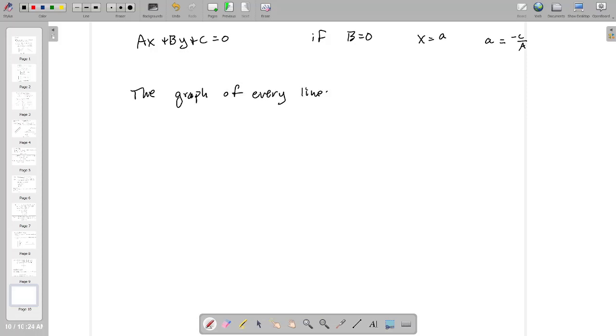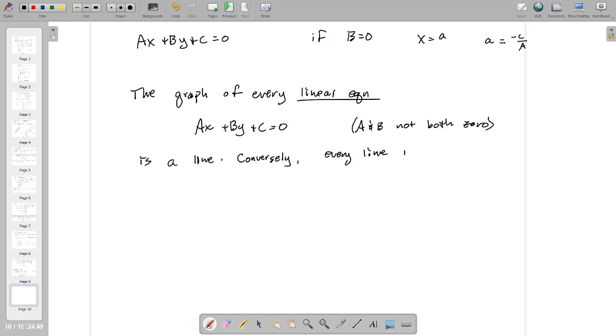A graph of every linear equation, ax plus by plus c equals 0, where a and b are not both 0, is a line. Conversely, every line is the graph of a linear equation. All we're saying here is that a linear equation is a line. They're definitionally the same. Let's do an example using this form.